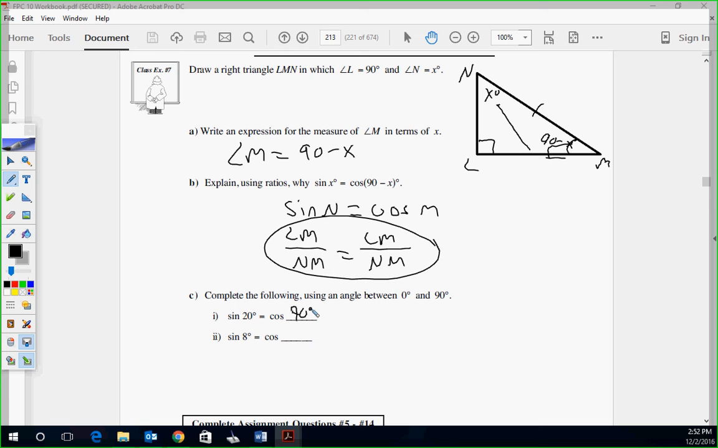Oh, I don't get, why is it 70 again? 70 plus 20 is 90, so it's the counterpart. Yeah, it's the counterpart. What's that? Right, so what is it there, Kyle? 82, yep. And that's it.